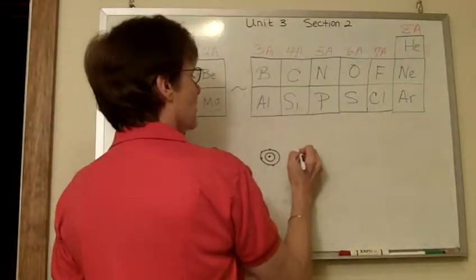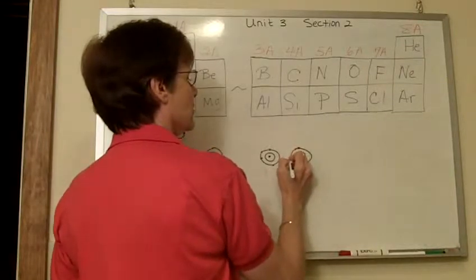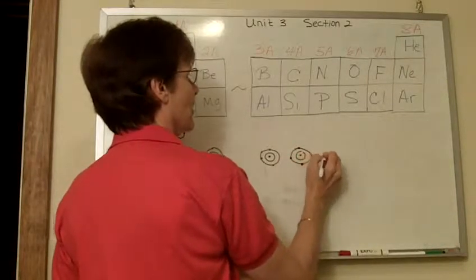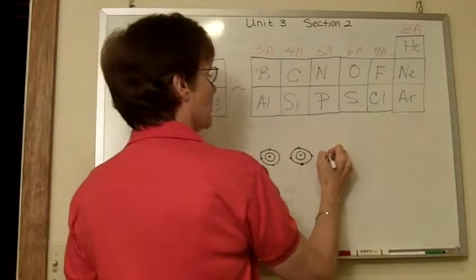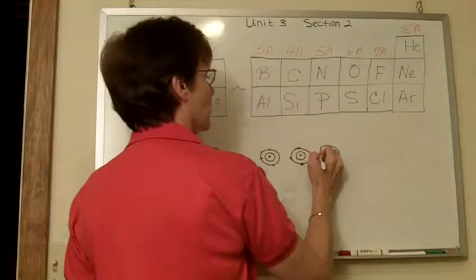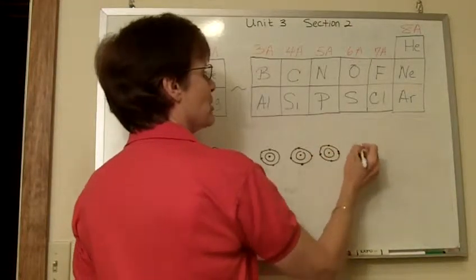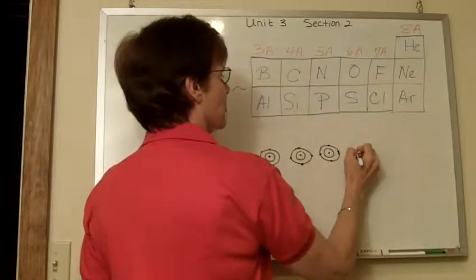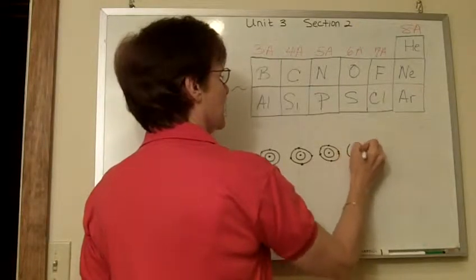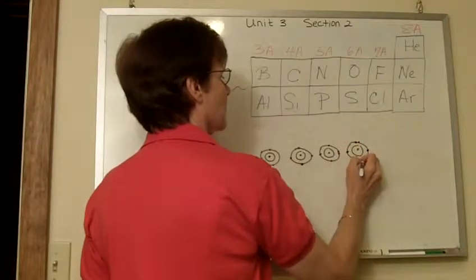So carbon, first shell is filled, second shell has 1, 2, 3, 4. Nitrogen, first shell is filled, second shell has 1, 2, 3, 4, 5. Oxygen, first shell is filled, second shell has 6. 1, 2, 3, 4, 5, 6.